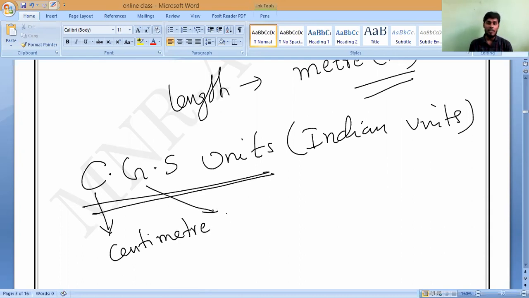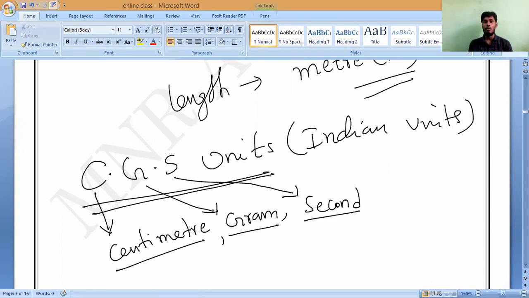Centimeter. G means gram. S means what? Second. Understand? Centimeter, gram, second units are only called CGS units. Centimeter, gram, second is called the CGS unit. Do you understand, all of you? This is also called the Indian system of units.